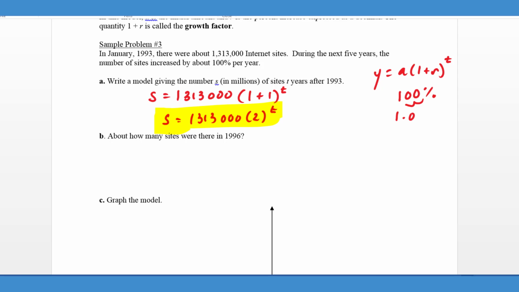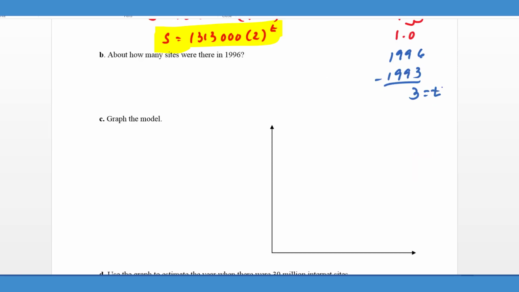Now, we want to know how many host sites were in 1996. Well, if this started in 1993 and we have in the t the number of years, we actually have to figure out how many years that was. And so there has to be a little bit of work done here first. We know that 3 years is going to represent our t in this situation, so we're going to say S equals 1.3 times 2 to the third power. And if you put that into your calculator, just 3 years later, we had over 10 million websites.